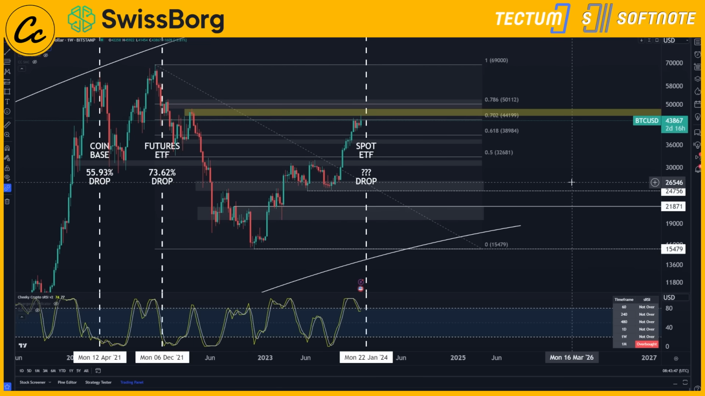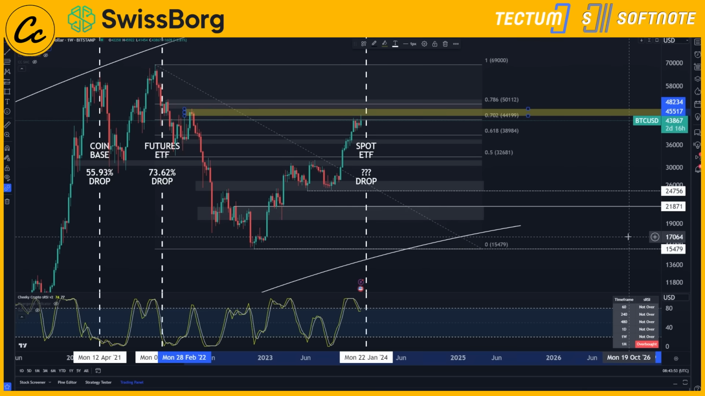Now, on our weekly time frame, we are still below our 0.702. We're failing to close above that 0.702, which is $44,199. On this, we have highlighted this yellow box area. This is the previous area of resistance. This comes in at $45,417 to $48,234.